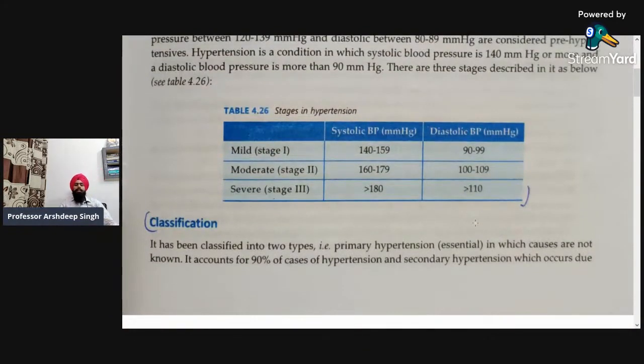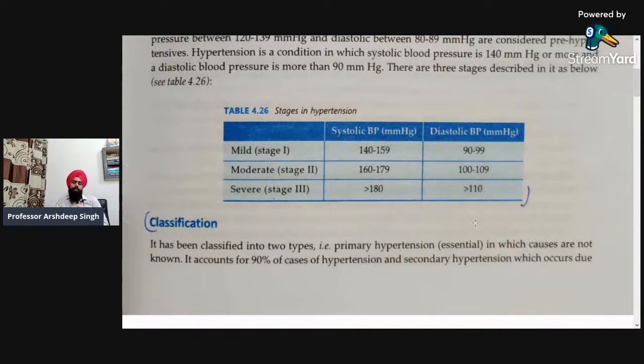First of all is the mild stage, stage 1, in which the systolic BP would be from 140 to 159, and the diastolic BP would be 90 to 99. You have to learn these stages: stage 1, stage 2, and stage 3. Stage 1 is the mild, stage 2 is the moderate, and stage 3 is the severe.